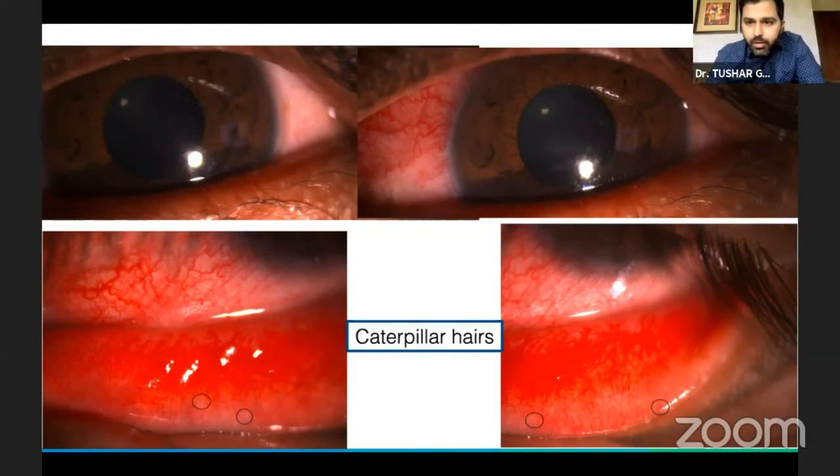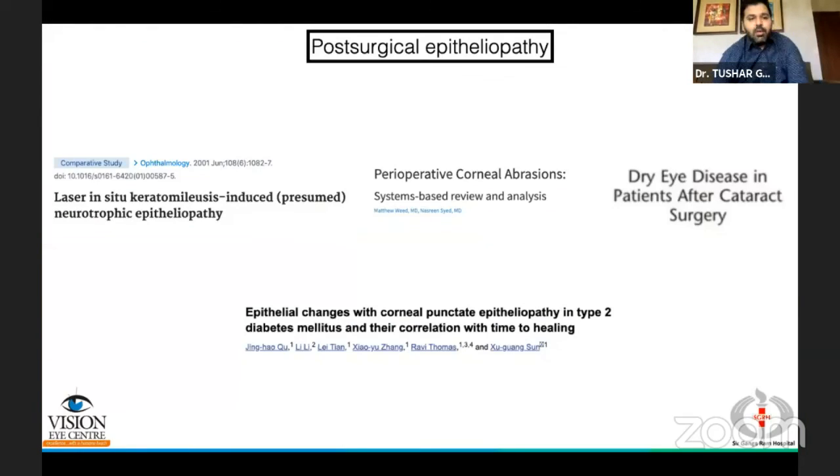So it is extremely important to look for them, and you just need to take them out in toto using non-tooth forceps, and the problem dramatically resolves within a few days. What we're also starting to see these days quite often is post-surgical epitheliopathy, a lot to do with the disturbance of the nerve supply, say post-LASIK, also the dry eye that surgeries cause. So again, that needs to be managed aggressively with lubricants, and usually they do recover quite well with treatment.